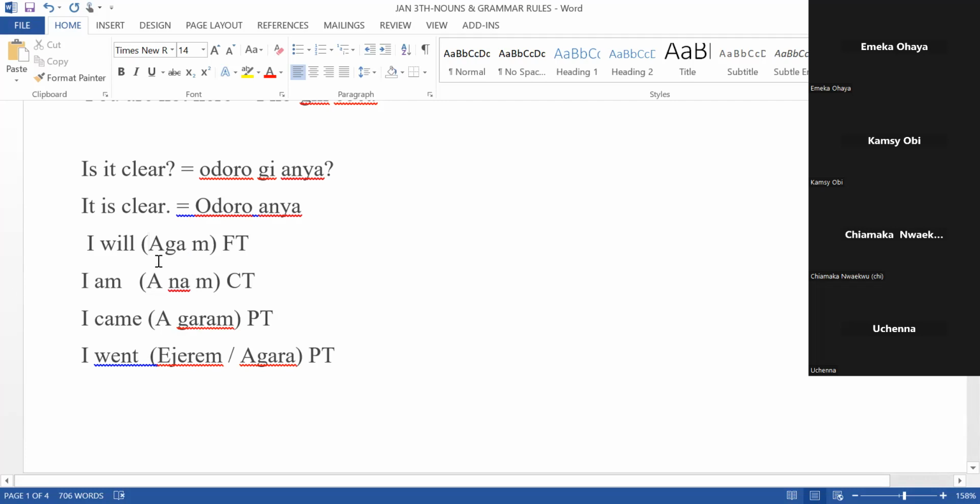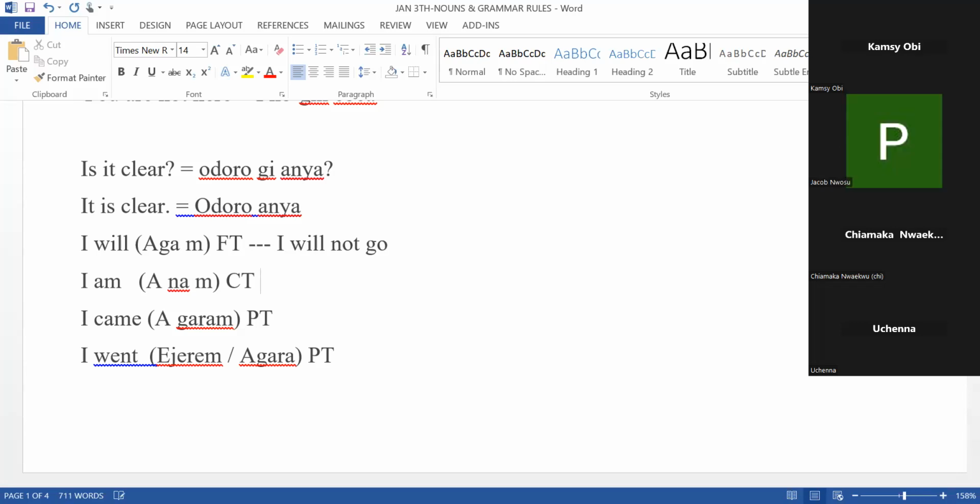Clear for to negate. Okay, it means like a negation now. Let me fix this. So give me an example. You want to say I will not. Yes. I will not go. I am not there. I did not go. I did not go. This one we're going to say they didn't go.